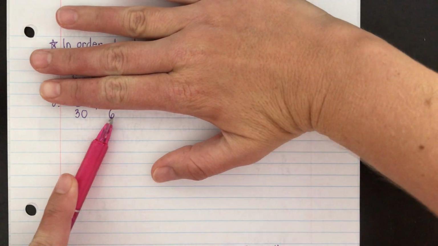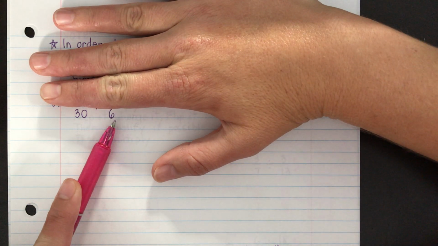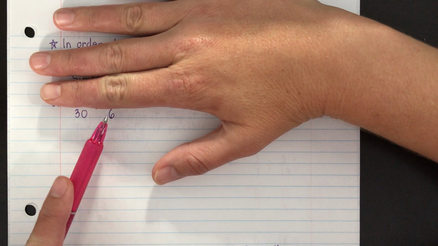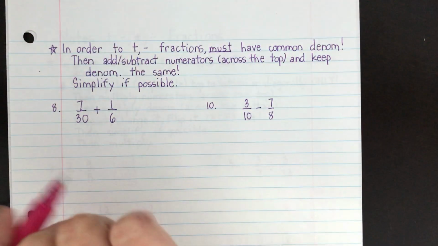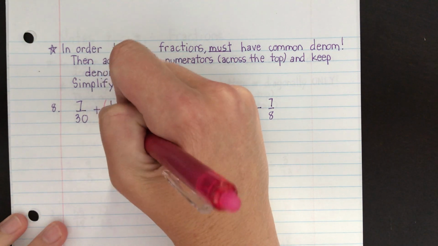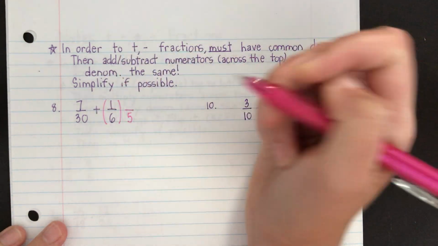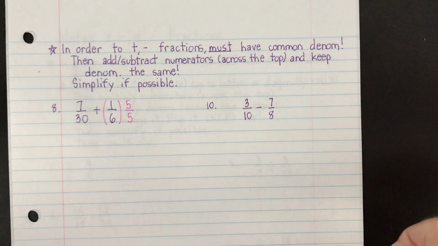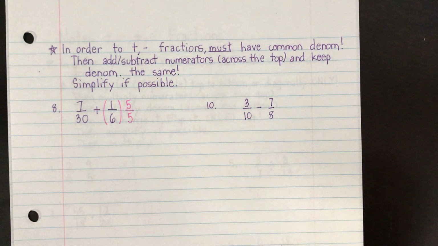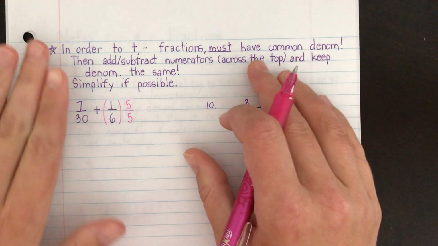Then I ask myself, is there some number I can multiply 6 by to get 30? And the answer is yes, I have an integer value, a whole number that I can multiply 6 by to get 30, and that value is 5. So I can't just multiply the denominator by 5. That would be illegal. That would be illegal in math. So I need to multiply by 5 over 5 because 5 over 5 is the same as 1. 5 over 5 simplifies to 1.